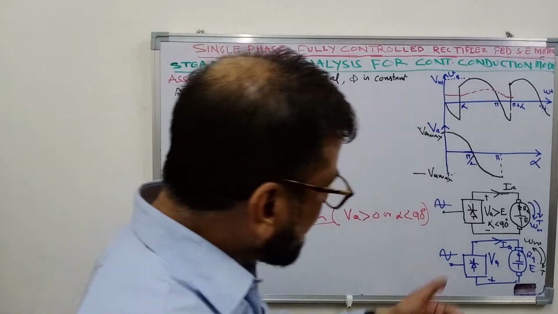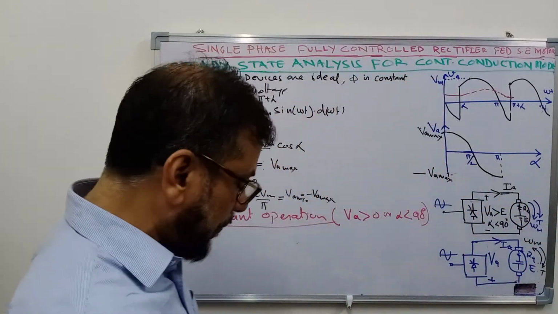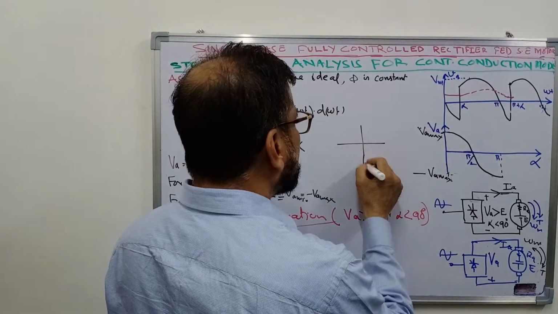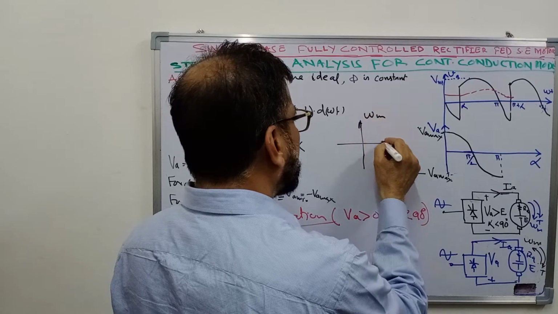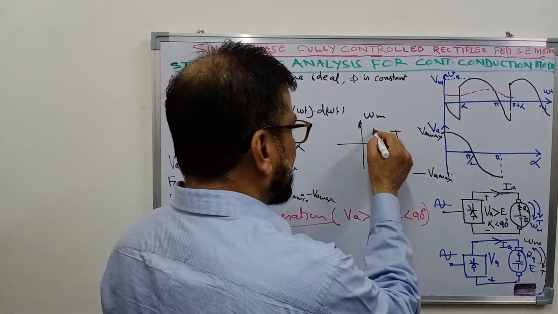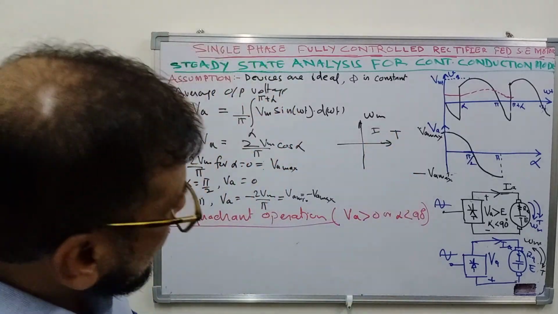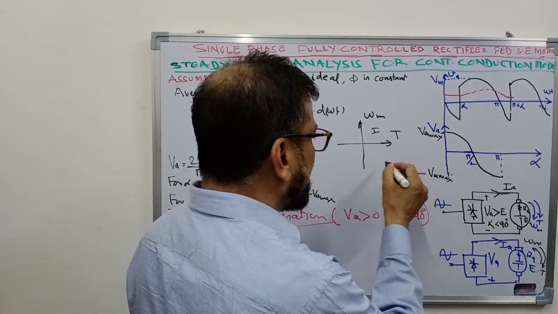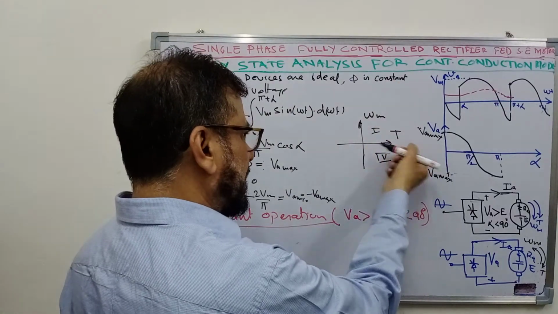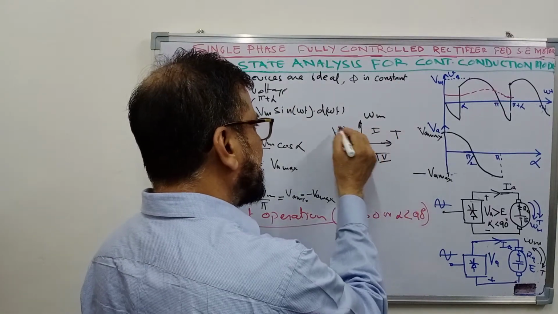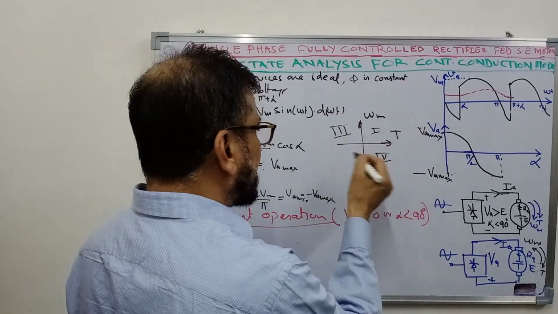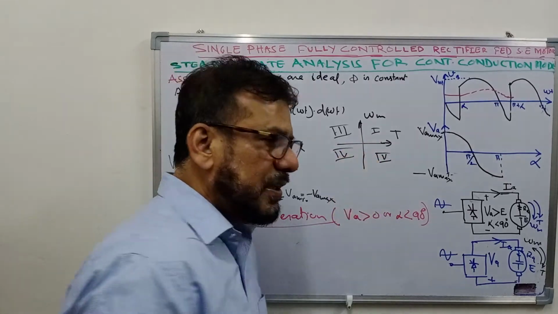Now as you can see, current cannot reverse. If you recall what we mean by the different quadrants, this is the speed on this side and here I have set the torque. When the speed is positive and torque is positive, we call it first quadrant operation, that is the forward motoring operation. When torque is positive but the speed is negative, we call it second quadrant, that is reverse braking operation. Speed is positive but the torque is negative, we call it fourth quadrant operation, that is the forward braking operation, and when both speed and torque are negative, we call it third quadrant operation, that is the reverse motoring operation.